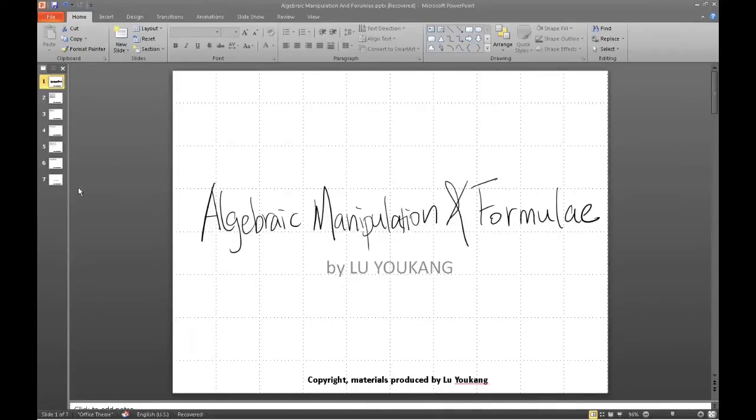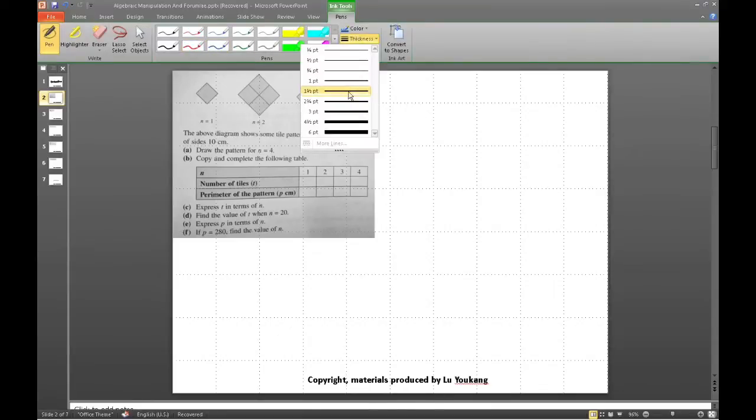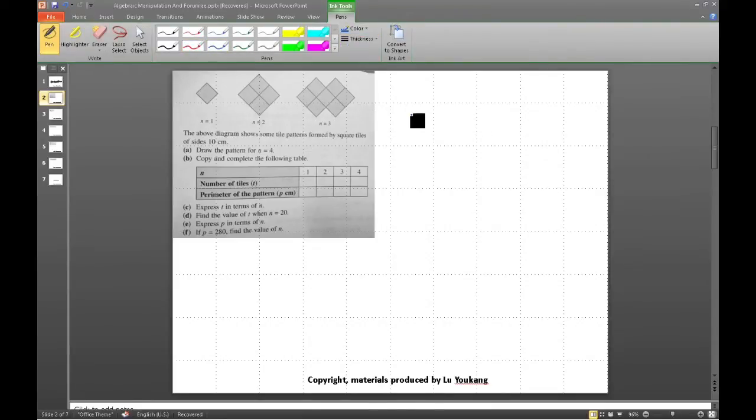Today we are looking at algebraic manipulation and formulae. On this slide, we have a question on number patterns. We have three shapes, and we should analyze how this pattern will unfold. Part A: draw the pattern for n equals 4. I hope it's not that hard for you to see how to draw the pattern for n equals 4.